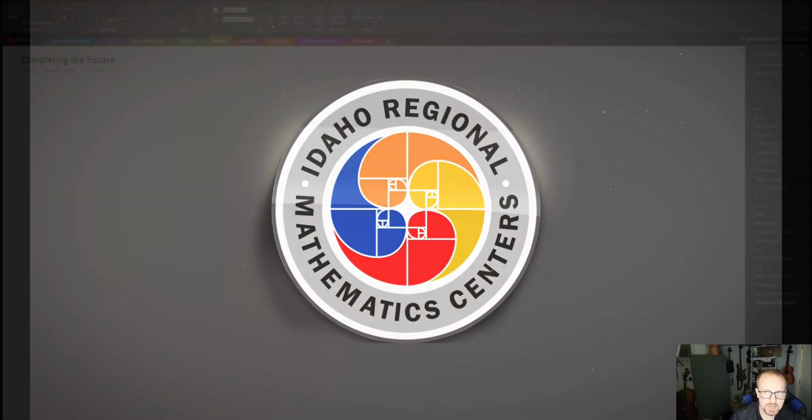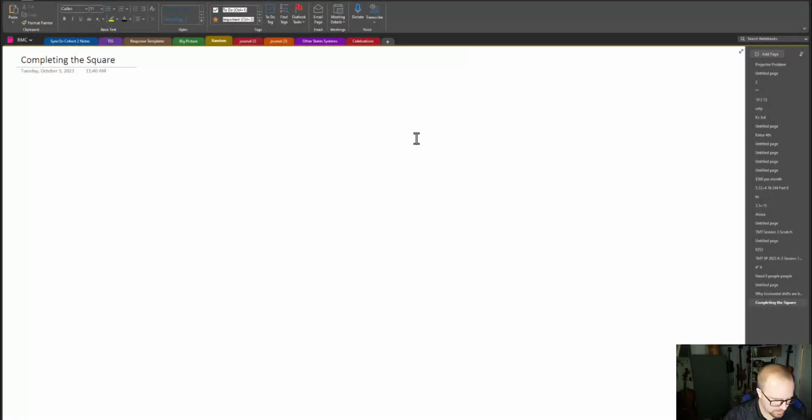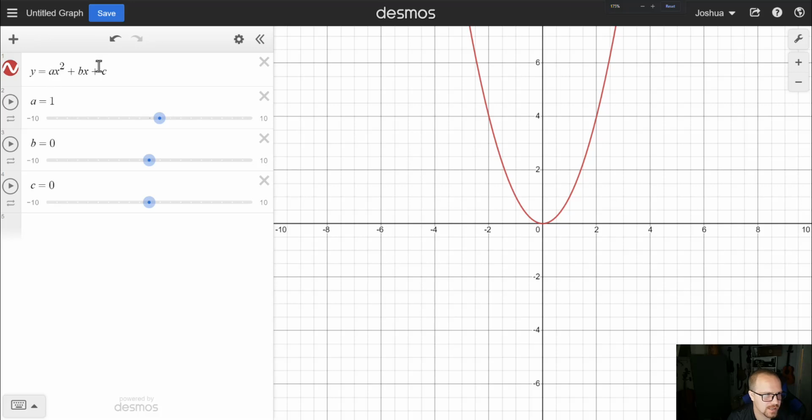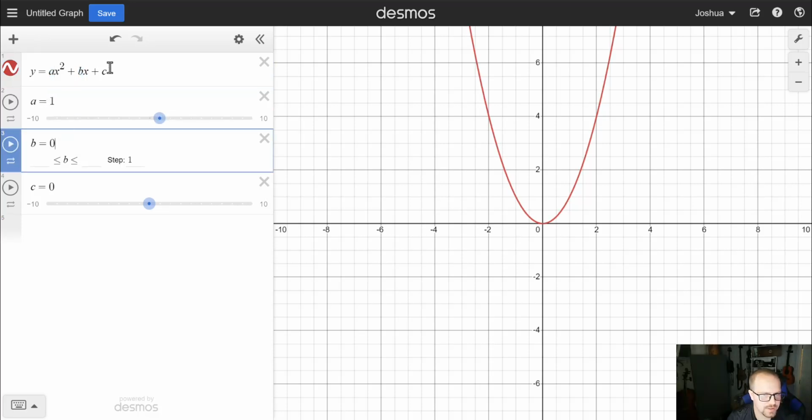All right, I'm going to give a shot to explaining what completing the square is, why we care about it, and how it works. So first of all, let's imagine that we have a plain Jane parabola, quadratic, that looks like this, of the form y equals ax squared plus bx plus c. You can see our a here is 1, our b is 0, and our c is 0. So right now this is plain old x squared.